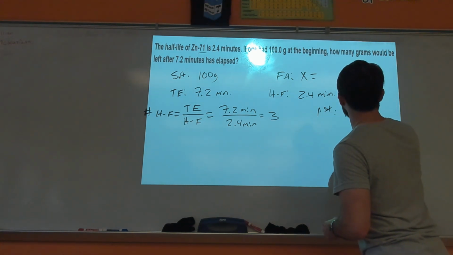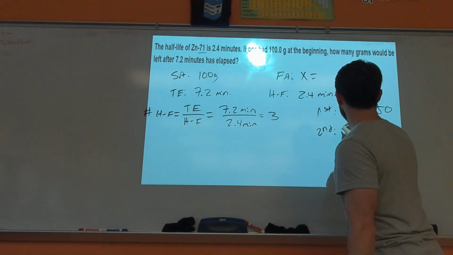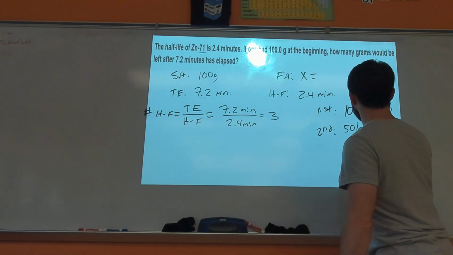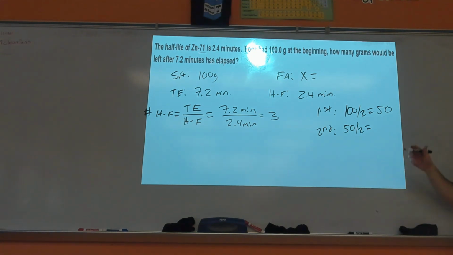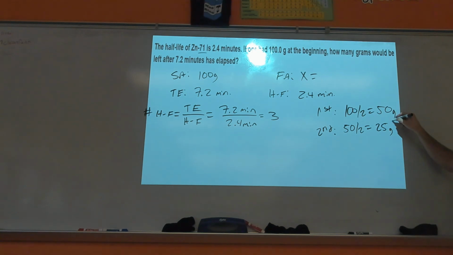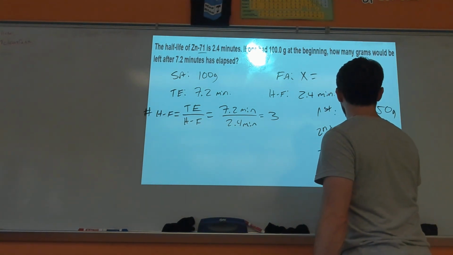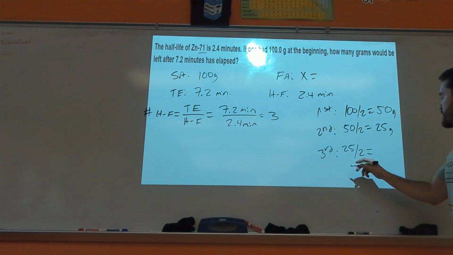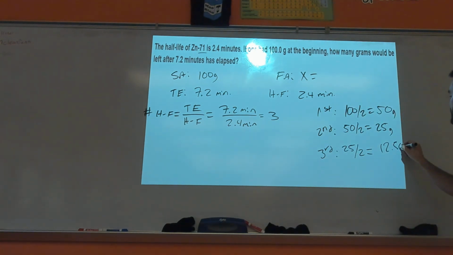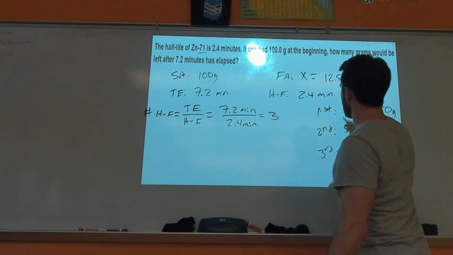So what you got to do, the 3, you're not dividing by 3. You're dividing this 100 by 2, 3 times. Okay? So let's do that. Do our first division by 2, and you get 50 grams. Do our second half-life, 50 divided by 2, you get 25 grams. And do one more half-life, 25 divided by 2 is 12.5 grams. So that is your answer. 12.5 grams, that is your final amount.